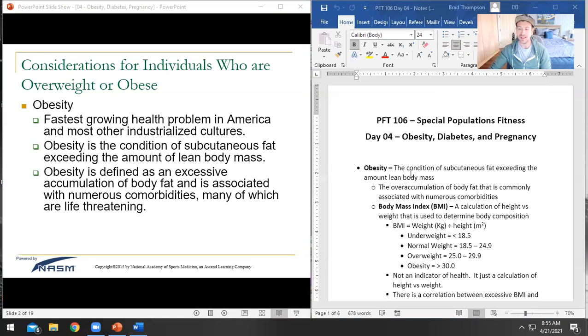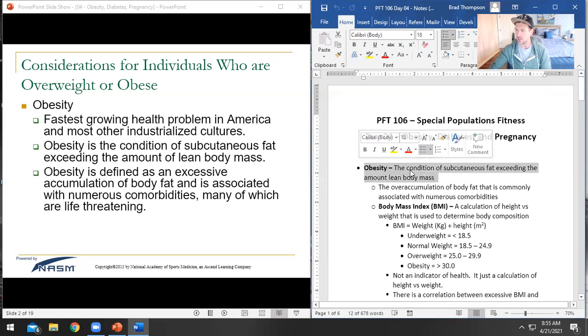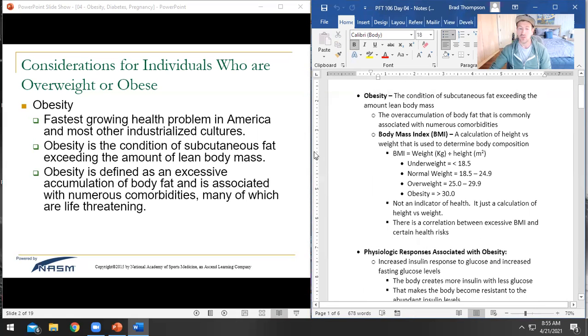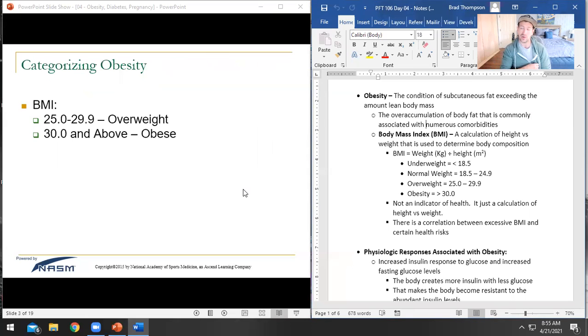Obesity, we're going to go ahead and define as a condition of subcutaneous fat, basically fat under the skin, exceeding that of the lean body mass. So a little bit of a different definition than we've normally seen. The traditional definition, and honestly the one that you will be asked, is a body mass index of 30 or greater. That's going to be our obesity, right? But it's the overaccumulation of body fat, and it's associated with a lot of different conditions, many of which are life-threatening, many of which are quite dangerous.